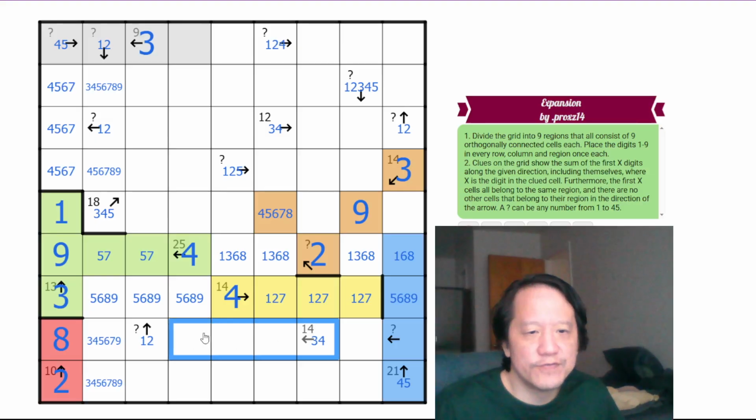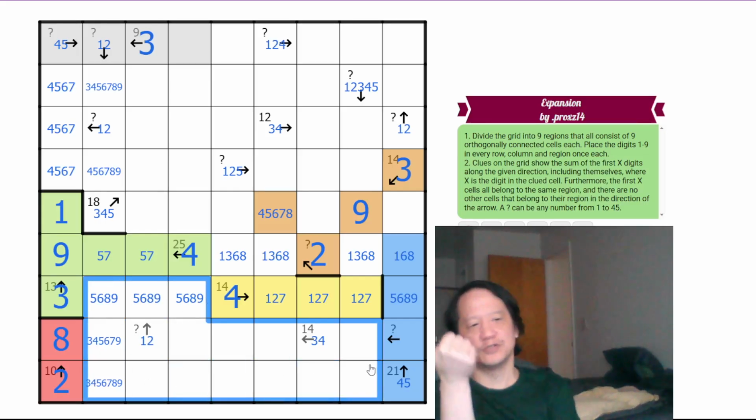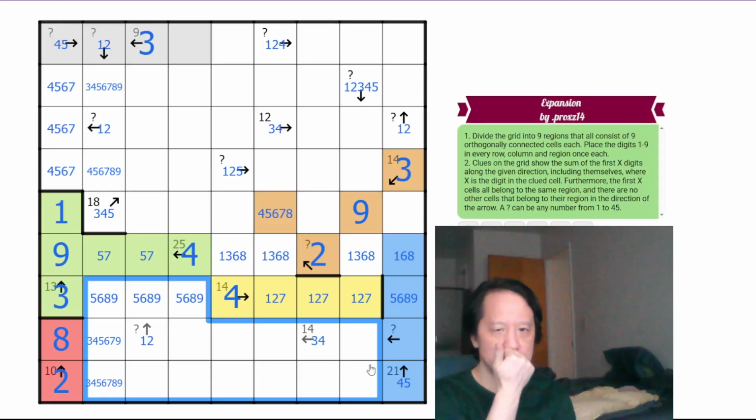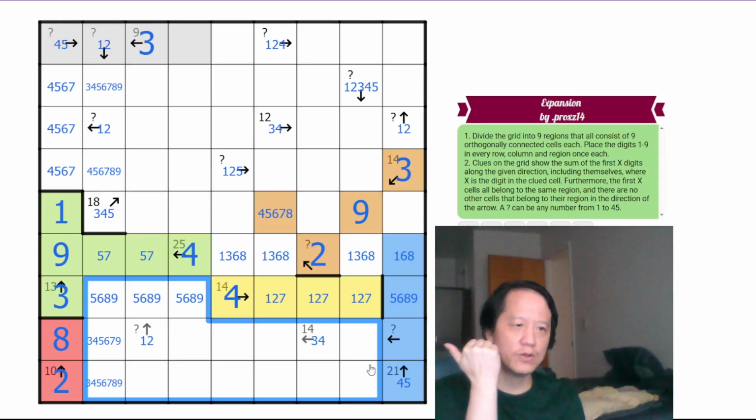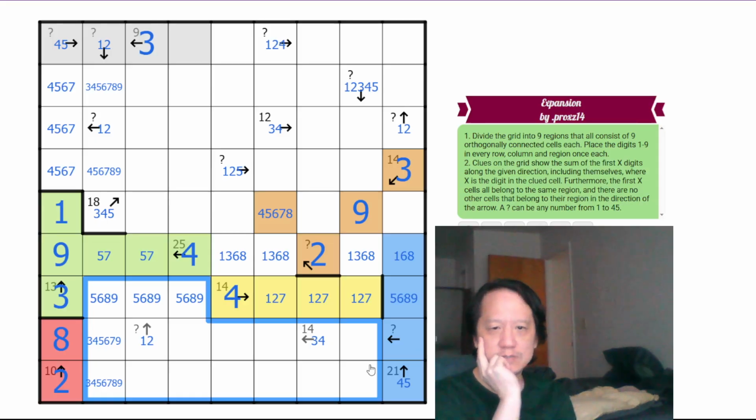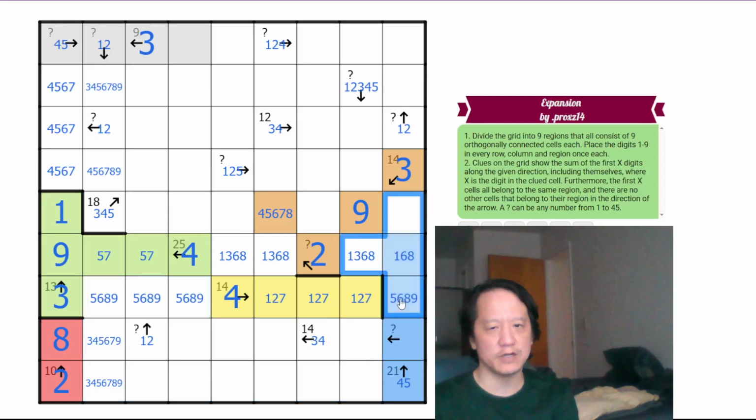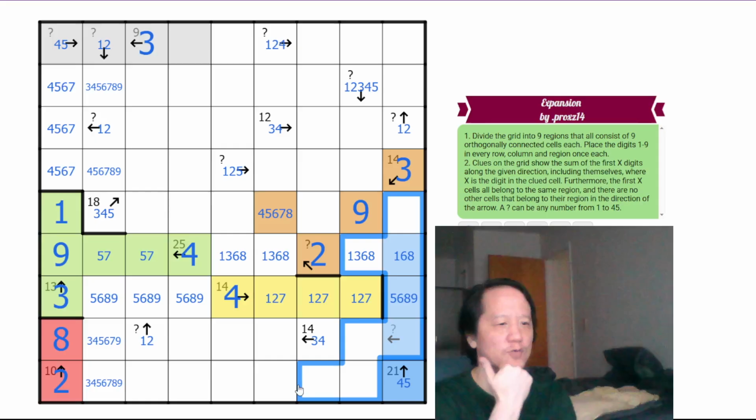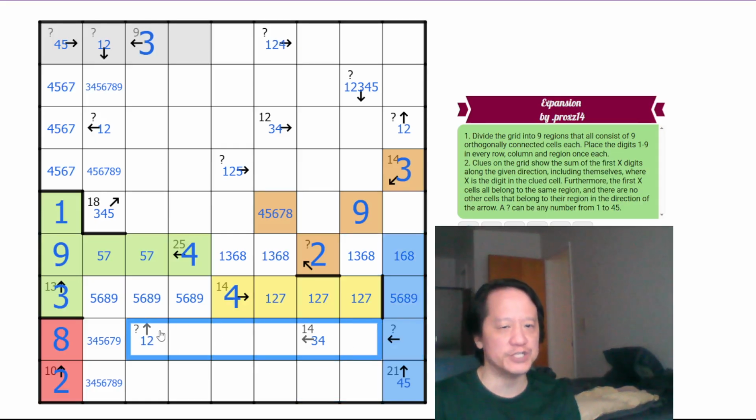1, 2, 3, 4, 5, 6. 1, 2, 3, 4, 5, 6, 7, 8, 9. That is possible. Again, we have 17 digits here. 7 of them are taken up by red. 3 of them are taken up by at least blue, right? Because blue is stuck here and then has to have 3 there. So that's 10 accounted for, which means we cannot form a full region here.